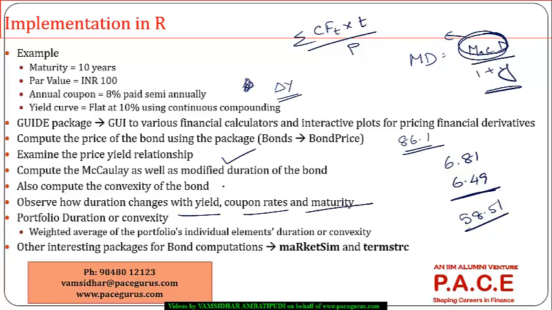Now coming to the next aspect, which is relating to the portfolio duration or portfolio convexity. This is for one individual security. If I want to look at the entire portfolio duration or portfolio convexity, we are simply taking the weighted average of the portfolio's individual duration or convexity.